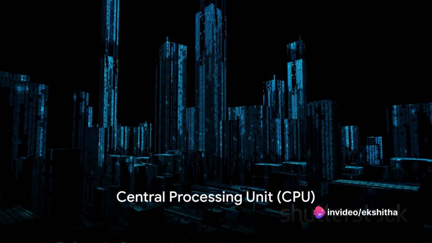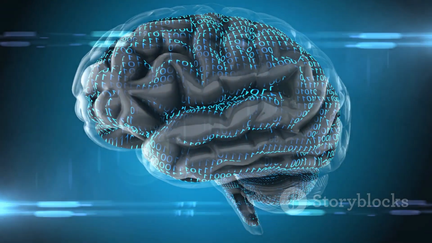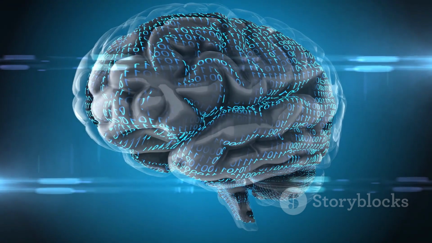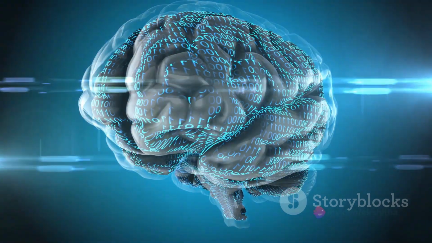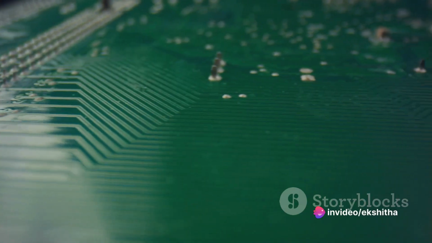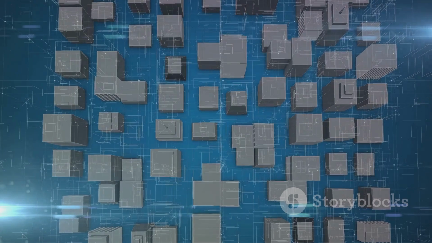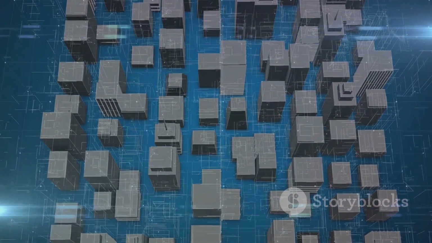The Central Processing Unit, or CPU, is the city's command center. It's often considered the brain of the computer, executing instructions, performing calculations, and managing data movement within the system. It's made up of the arithmetic logic unit, control unit, and registers. Just like a city mayor, the CPU ensures everything runs smoothly.